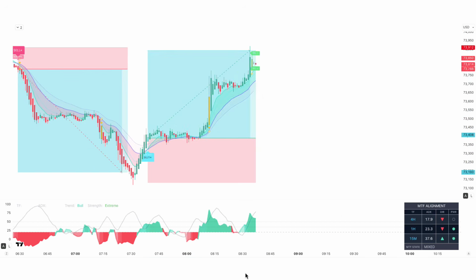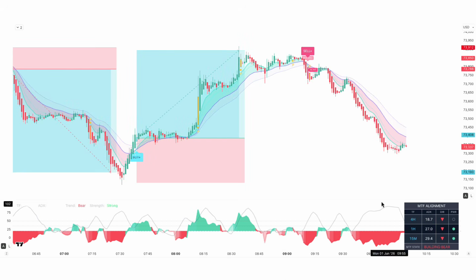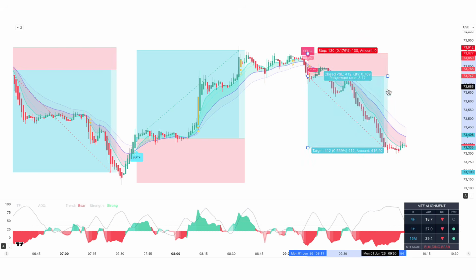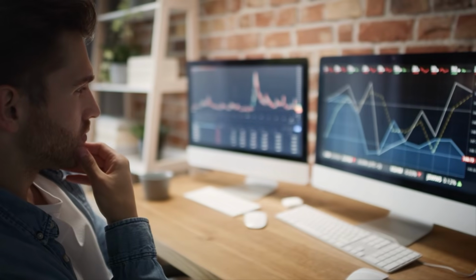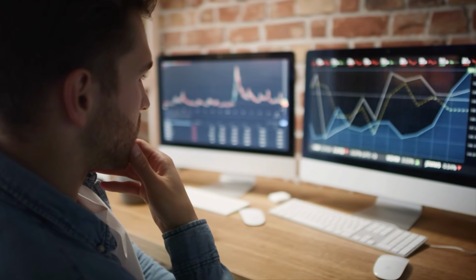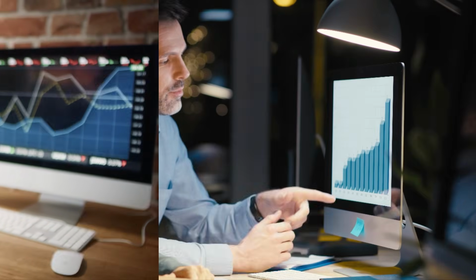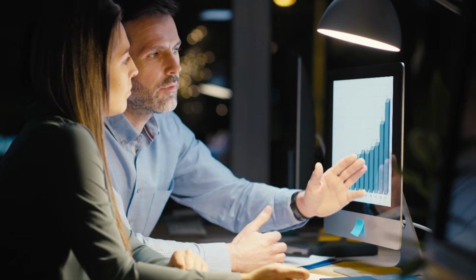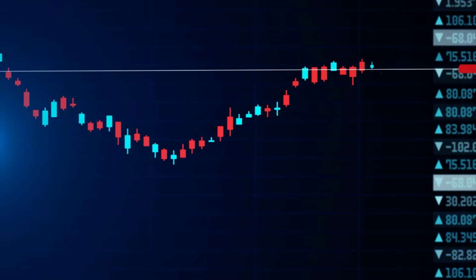At first glance, it looked like just another indicator. Nothing special, nothing revolutionary. But once I started testing it across different market conditions, I noticed something that I wasn't expecting at all. The way it highlights potential opportunities feels surprisingly simple, almost too simple. And that's what makes today's video interesting.